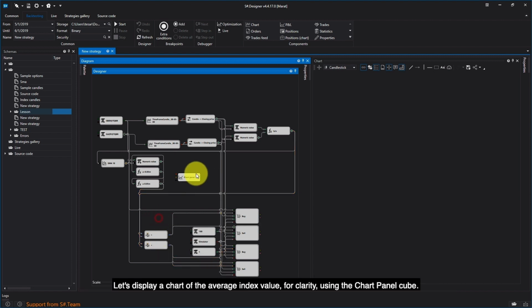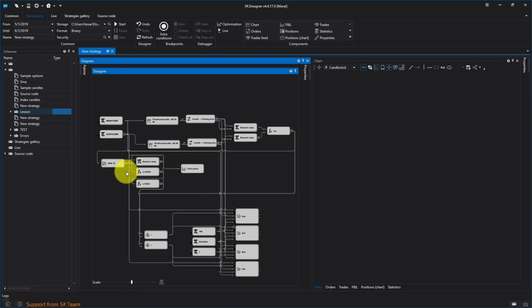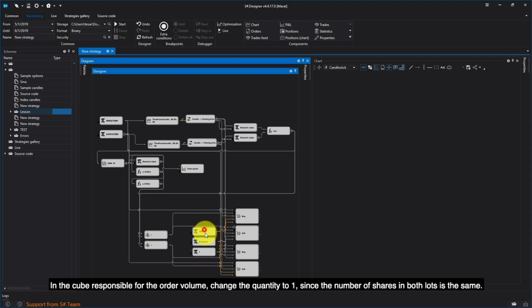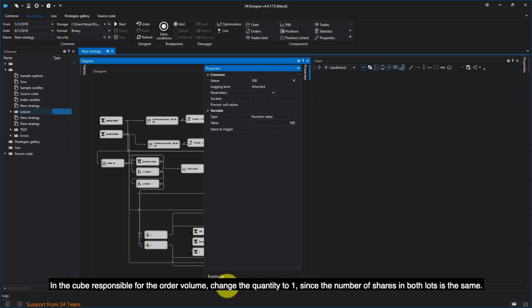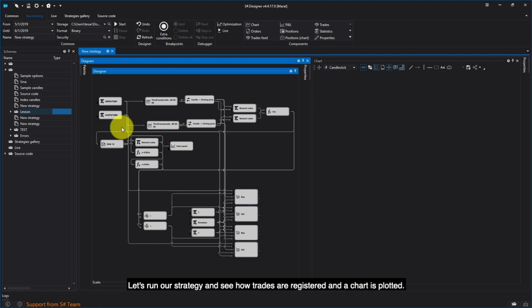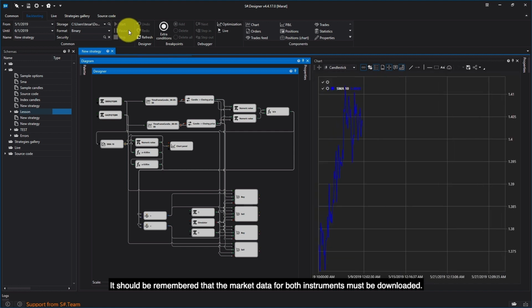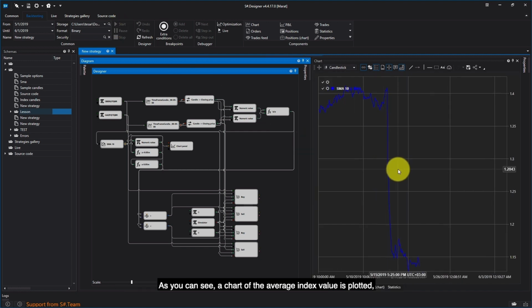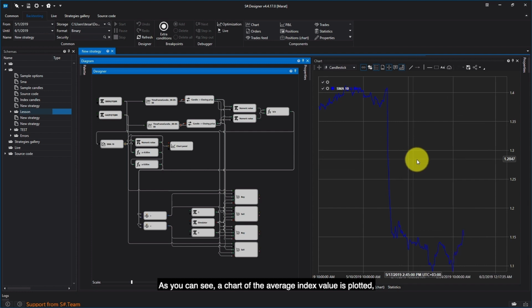Let's display a chart of the average index value for clarity using the chart panel cube. In the cube responsible for the order volume, change the quantity to 1, since the number of shares in both lots is the same. Let's run our strategy and see how trades are registered and a chart is plotted. It should be remembered that the market data for both instruments must be downloaded. As you can see, a chart of the average index value is plotted.